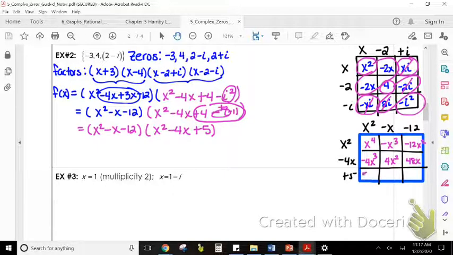5 times x squared is 5x squared. 5 times negative x is negative 5x. And 5 times negative 12 is negative 60. So I'm going to write my answer here. All right, so f of x equals, I have an x to the 4th. And the diagonal here, I have a negative 4x cubed minus x cubed, which is a negative 5x cubed.